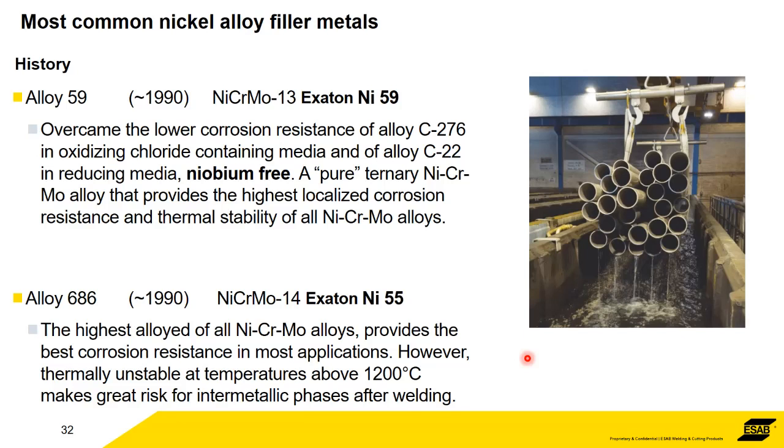Pure ternary, it's a description of, if you looked at the phase diagram for this alloy, it looks an awful lot cleaner than some of the other ones because it's got less in it, in a nutshell. Alloy 686 is the highest alloyed of all the chrome nickel moly alloys, so it's got the best corrosion resistance in most applications. It's the highest alloy, it's generally one of the most expensive, as you'd expect. However, it is thermally unstable above 1200 degrees, so obviously you've got to be very careful welding that.